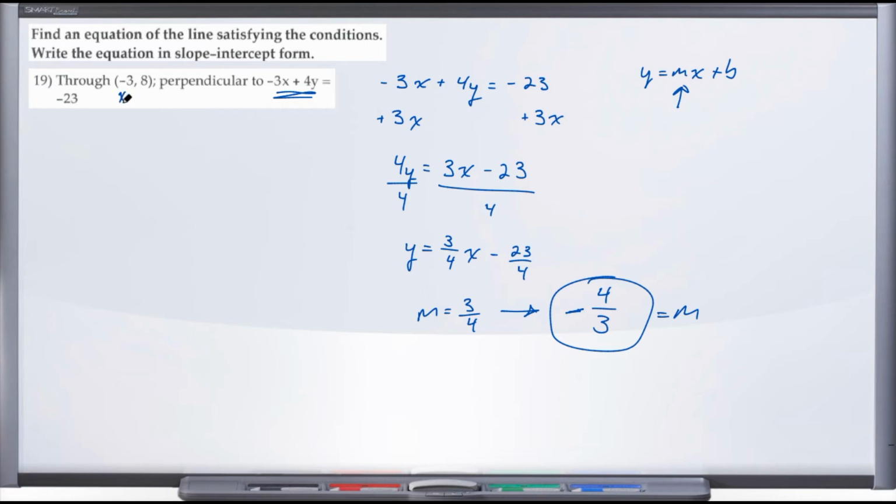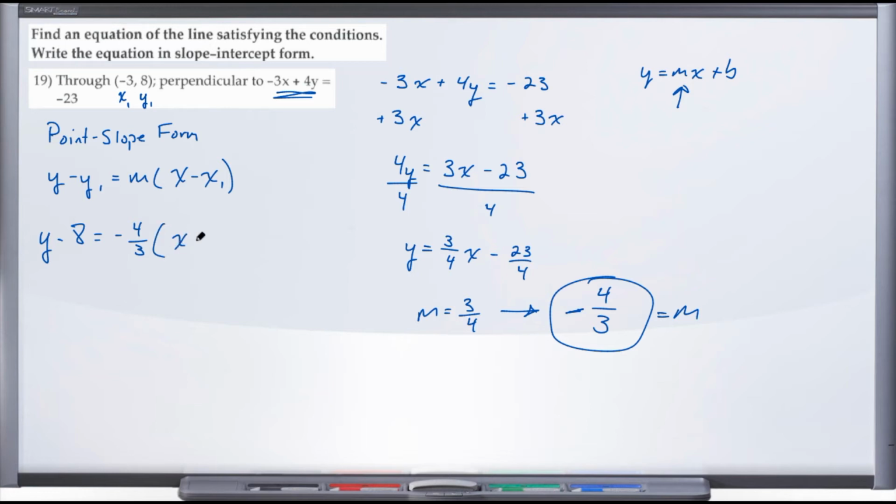All right, so let's go ahead and label our point x1, y1, and we know we're going to be using that point slope form, which is y minus y1 equals m times the quantity x minus x1. Now that we have our x1, y1, we now have our m, so let's plug that information into this point slope form and see what we have. So we have y minus y1. Well, what's y1? It's 8. Equals m. Well, what's m? Negative 4 over 3. So negative 4 over 3 times the quantity x minus x1. Well, what's x1? Negative 3.